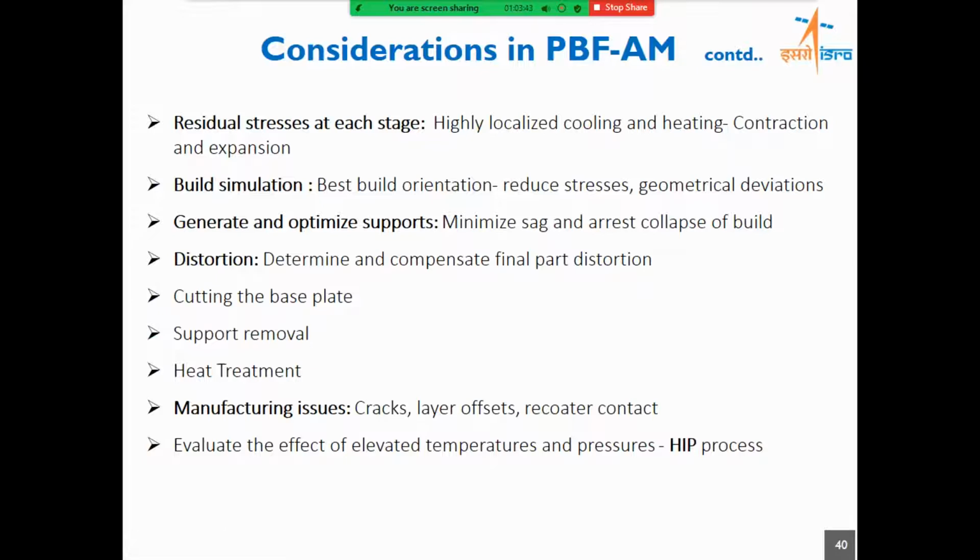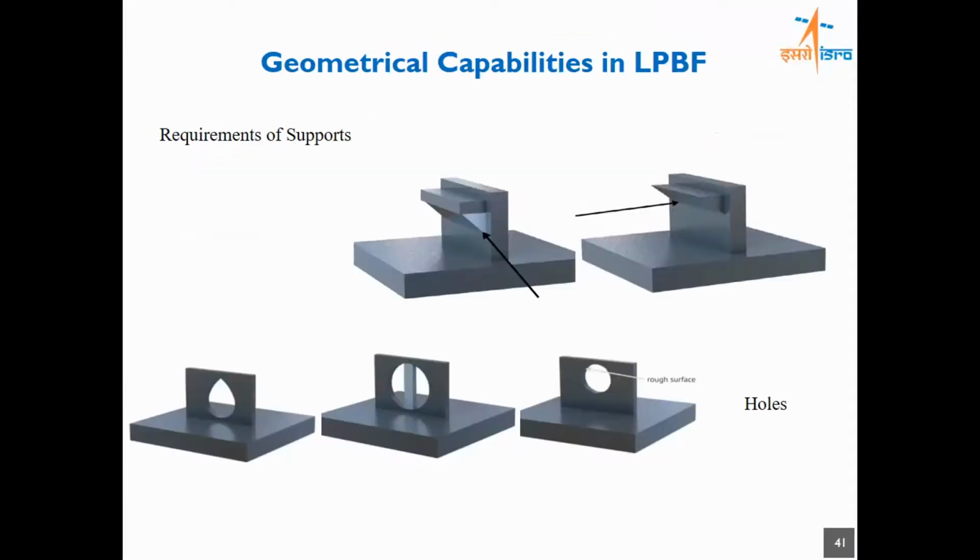And of course, manufacturing issues such as cracks, layer offsets or recoater contact can lead to build failures. And of course, there is a lot of debate on whether the parts made through 3D printing need to be hipped to achieve optimum density. But it is not always essential to carry out hot isostatic pressing to improve the density, because most of the times the sizes of defects in additive manufactured components are much less than what is normally seen in conventionally manufactured parts. So we can live with those acceptable levels of defects.